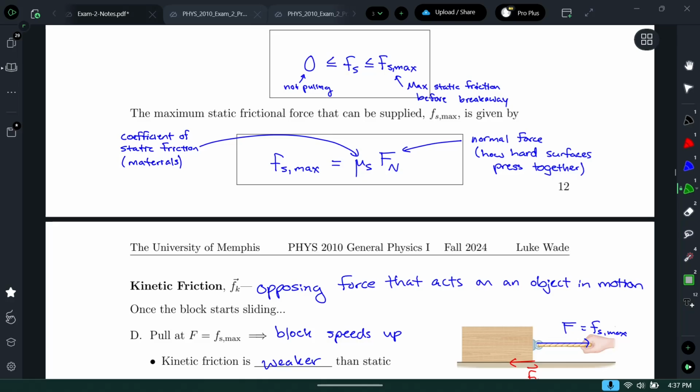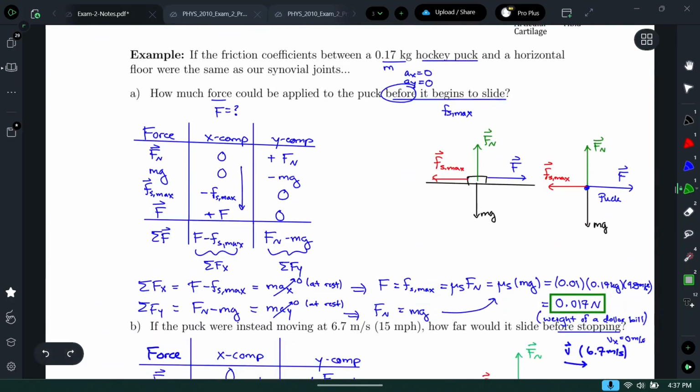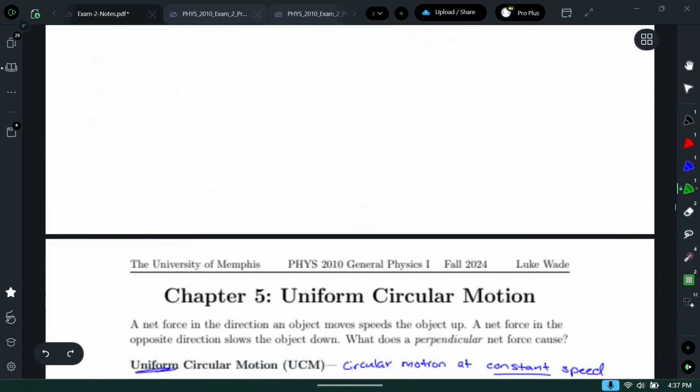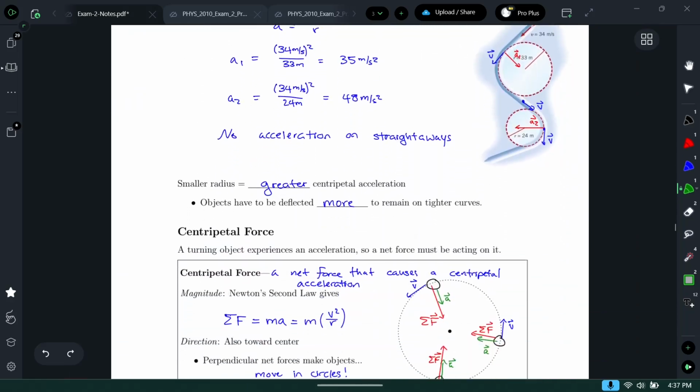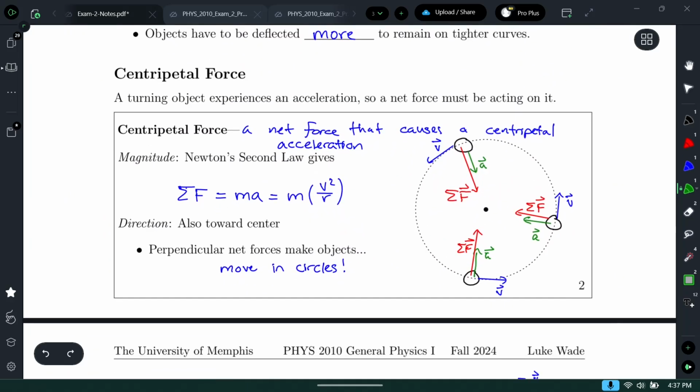For chapter 5, the main things to know are the directions of velocity, acceleration, and force for something moving in a circle, and all of that is summed up in this picture right here. So velocity is tangent to the circle, meaning along it. Acceleration is towards the center, that's the centripetal acceleration, and the net force is also towards the center. So if you have something moving in a circle, it's continuously being yanked back towards the center.